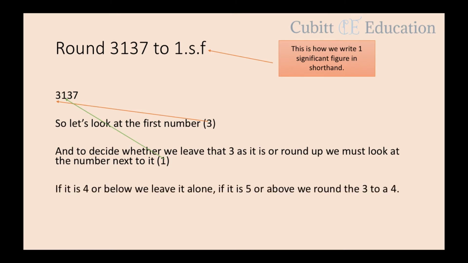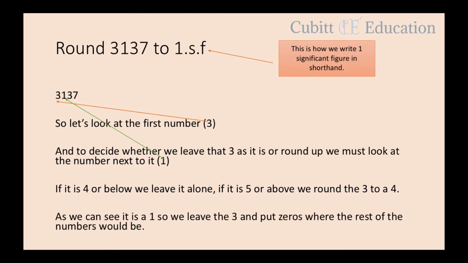Remember, if that number next to it is 4 or below, we leave the 3 as it is. But if it's 5 or above, we round the 3 to a 4, to the next number up. As we can see, it's a 1. So we leave the 3 and put zeros where the rest of the numbers would be. So our answer is 3,000 to one significant figure. As you can see, we've kept the 3 and changed these last 3 digits to zeros. We've rounded down to 3,000 to one significant figure.